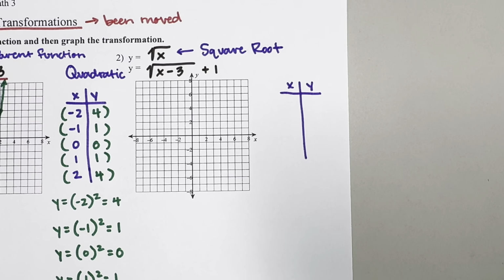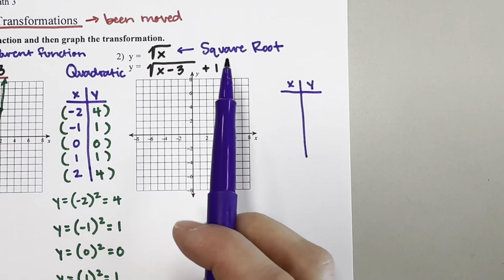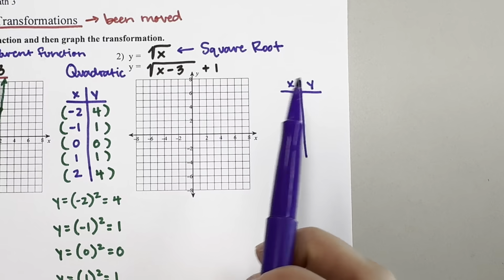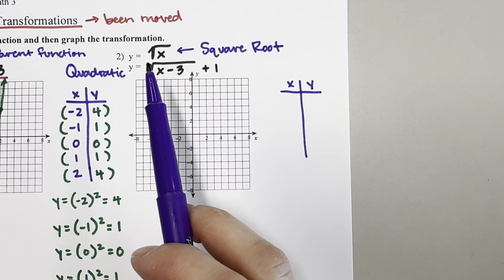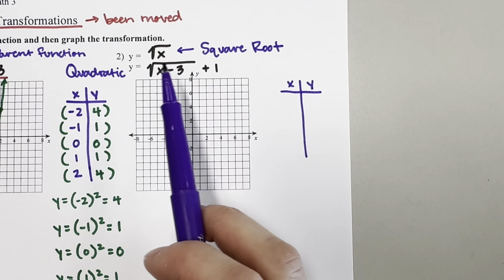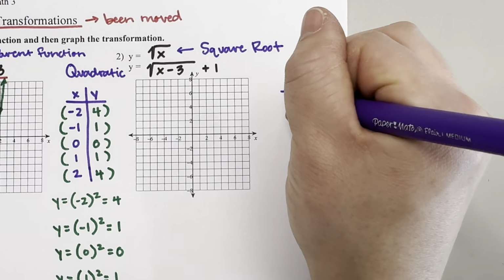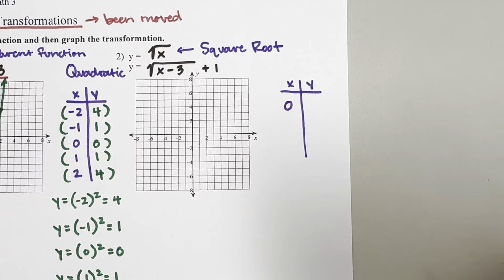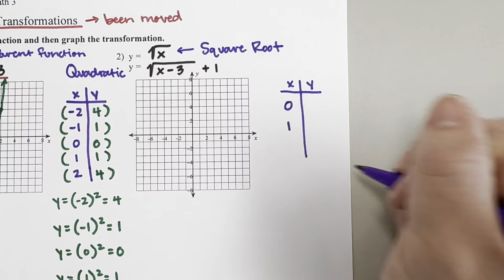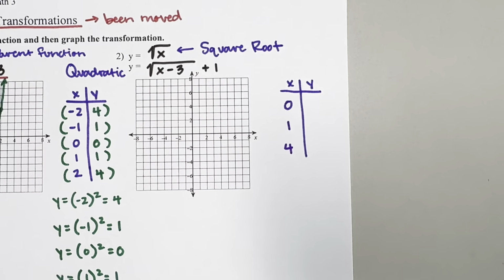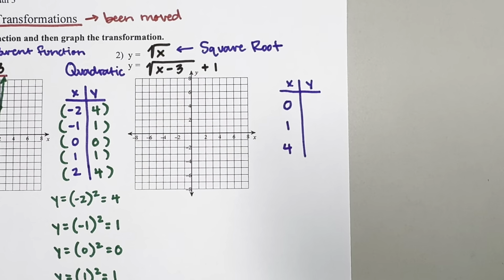Okay, now here's the thing we need to remember with a square root function. I want to plug in values that are actually going to make sense, meaning a perfect square number, a number I can square root. Okay, so the first perfect square number would be 0. Next one would be 1. And the next one would be 4. And I'm just going to choose those 3. Those 3 are fine to let us know what this function looks like on the graph. Okay, so let's go ahead and plug these ones in.